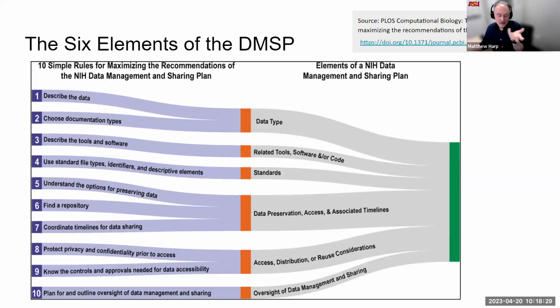With this in mind, this graphic comes from a great article in PLOS called 10 Simple Rules for Maximizing the Recommendations of the NIH DMSP. This article, I believe, is linked in both the U of A and ASU hubs and guides. It's something we highly recommend folks read through. You might recommend folks check it out, because, 10 simple rules, right? It's kind of a cool concept. It's easy to understand. I think we'll have the link to the article in the chat as well. Okay, getting back again, we can move to the next slide, Jerry.